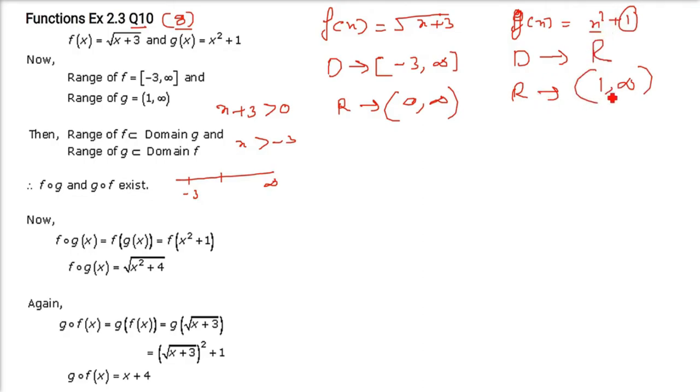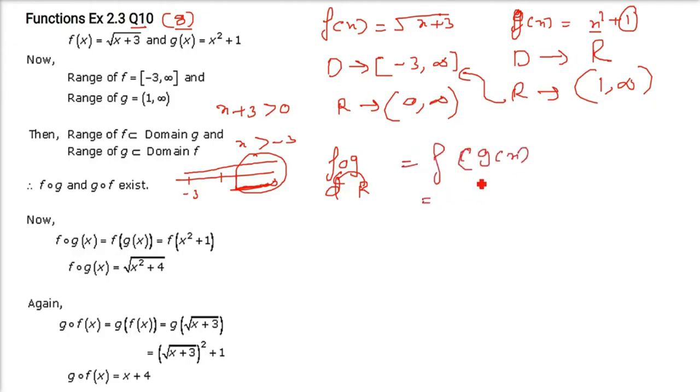Okay. So fog and gof, let us see. For f of g, the range of g should be a subset of the domain of f. So 1 to infinity is the subset of negative 3 to infinity. Yes, it is, because 1 to infinity is inside negative 3 to infinity. This is f of g of x. So g of x, you take x square plus 1 and put it in place of x plus 3 under root. Under root x square plus 1 in place of x plus 3, which is x square plus 4.